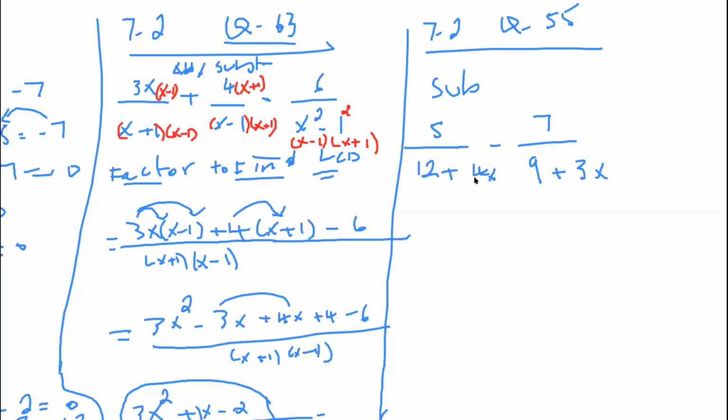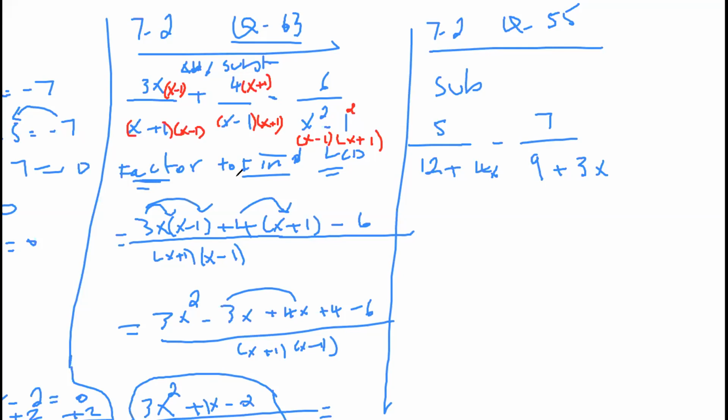Thank you. So we have 12 plus 4x, 9 plus 3x. So we need to find a common denominator. But first we need to factor, just like we did earlier here. You want to factor first to find LCD. So let's factor here. What is the common factor between 12 and 4x? 4. That's right. We open the parentheses. Divide this by 4, 3 plus x. 12 divided by 4 is 3, and 4x divided by 4 is x.